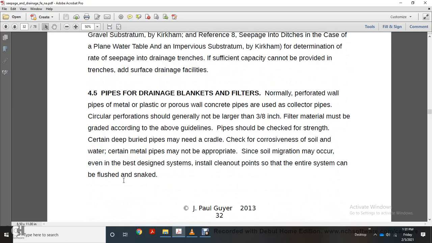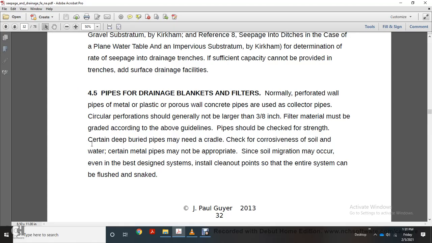Alright, pipes for drainage blankets and filters. Normally perforated wall pipes, metal or plastic, or pervious wall concrete pipes. For the collector pipe, circular perforations should generally be no more than 3/8 of an inch. Filter material must be graded in accordance with the above guidelines.